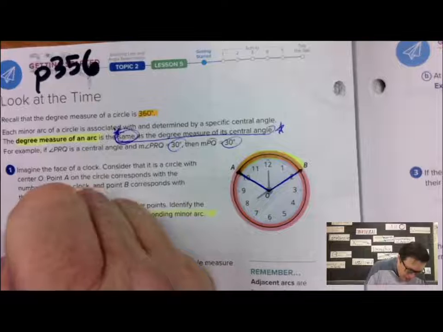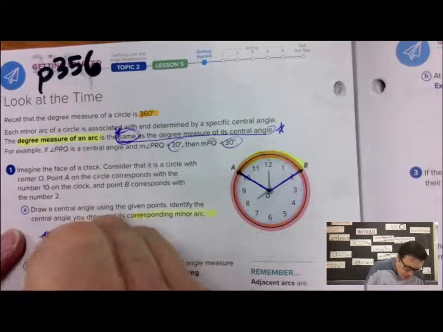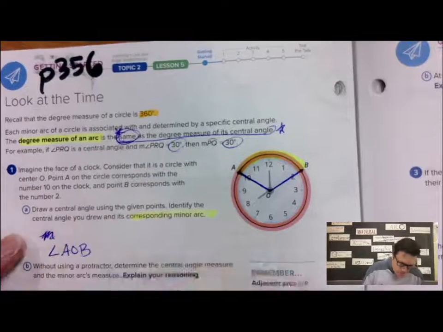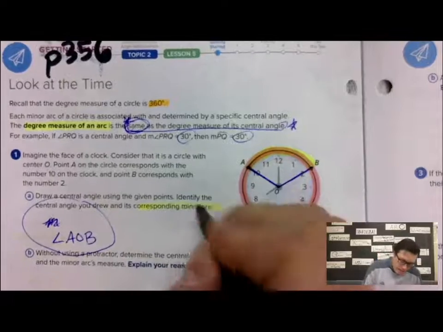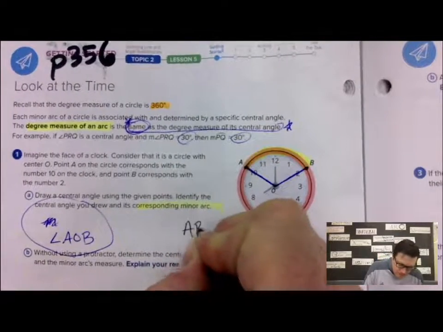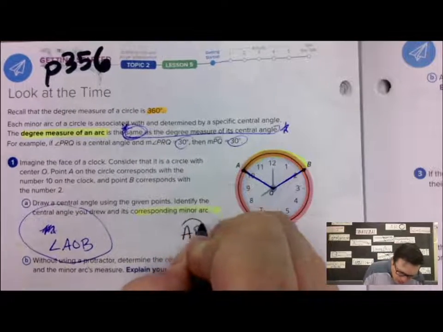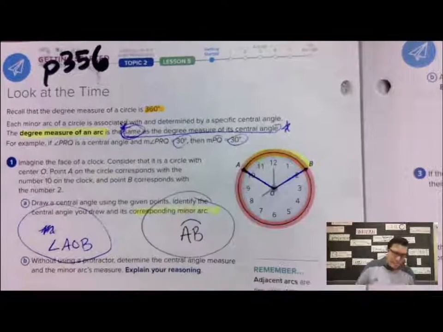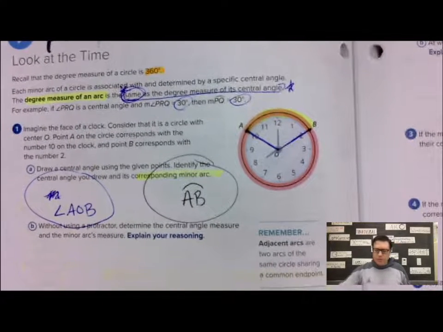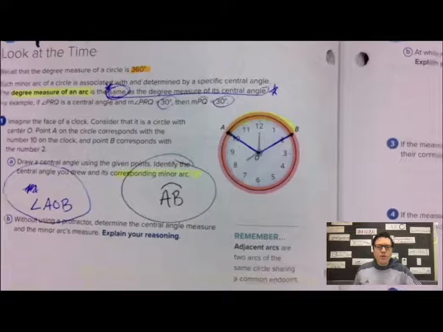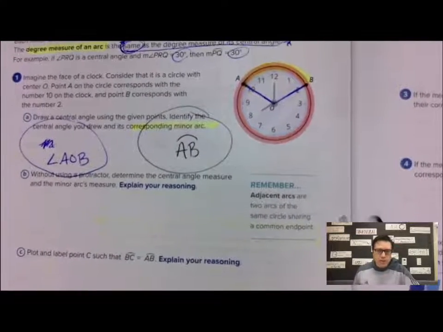So the first central angle is the measure. I don't need to write that part. I just need to write angle AOB. Right? AOB. And then that's the central angle. And the minor arc would just be AB. Don't talk about the letter O. It's not important anymore. But it's an arc, so put a little part of a circle as the notation. That's the minor arc. With a protractor, ooh, they're being tricky on this one. Without using a protractor, determine the central angle's measure and then therefore the minor arc's measure because they're the same.